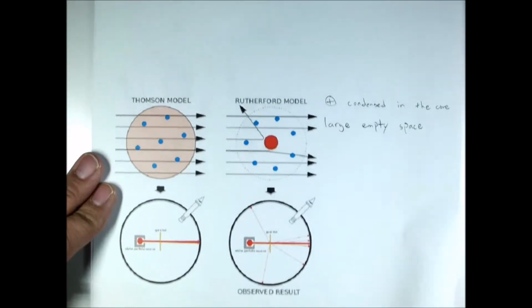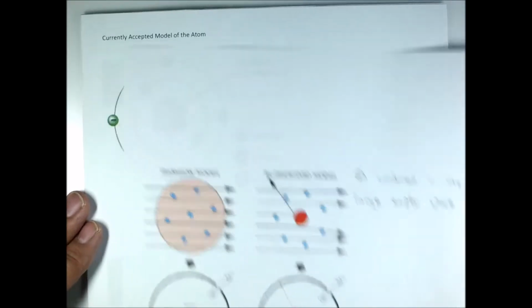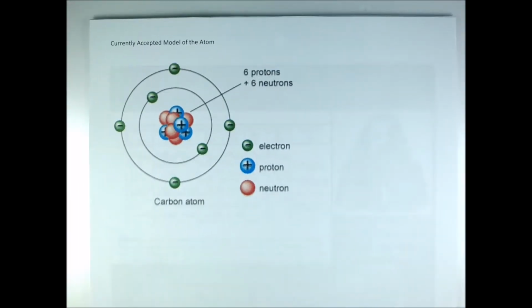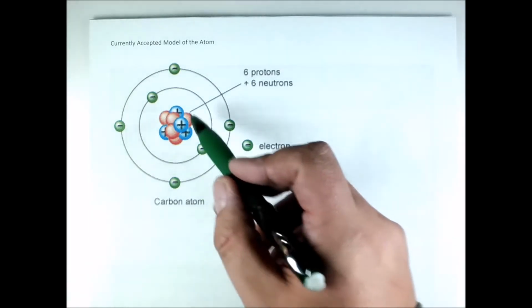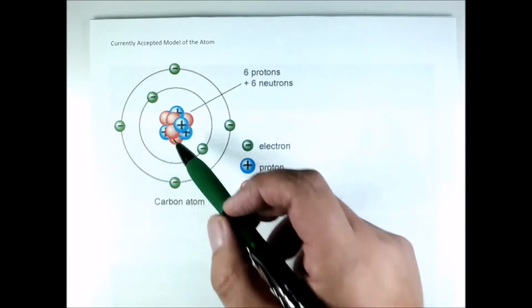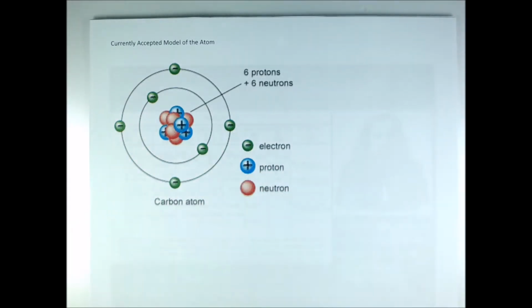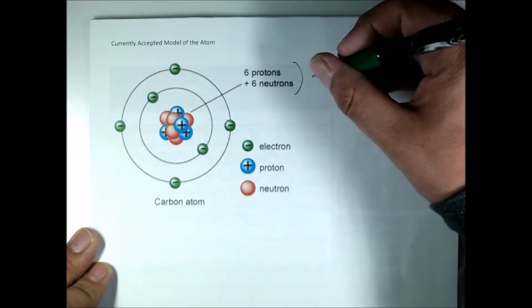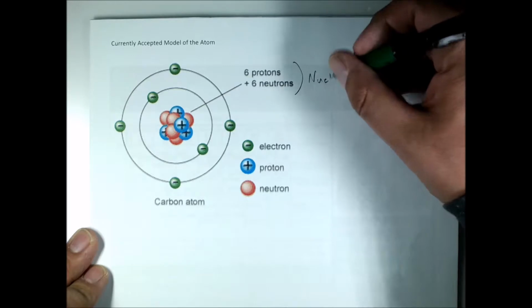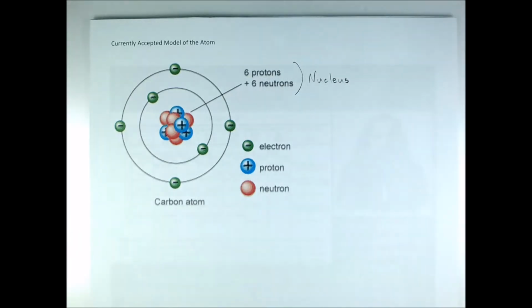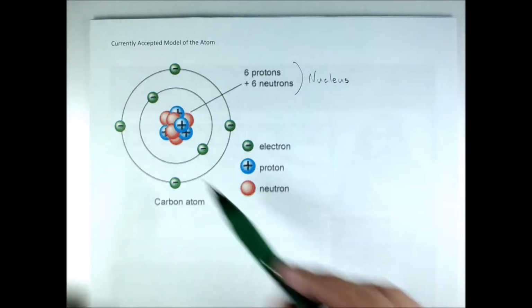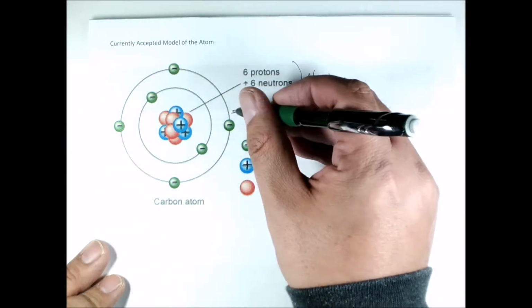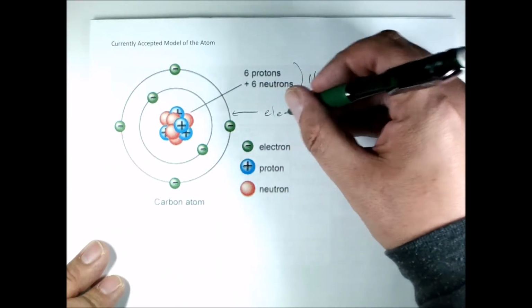So now we have the currently accepted model of the atom. Here we have a carbon atom. Essentially in the center we have our positive charges condensed into a core. Do you guys know what we call that? That's the nucleus. So here in the core we have the nucleus. And then around the outside we have our electron cloud.